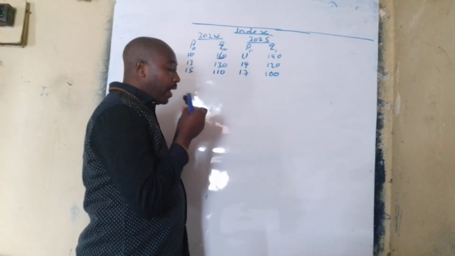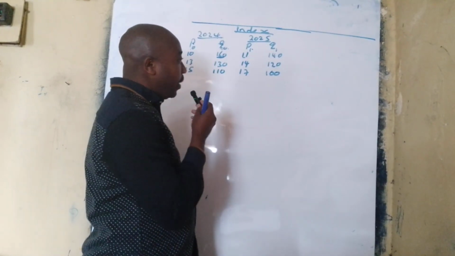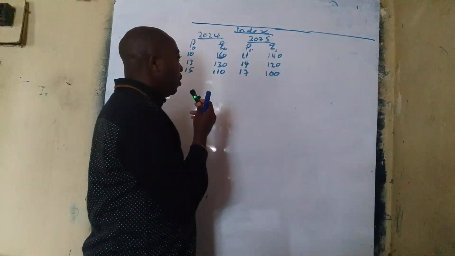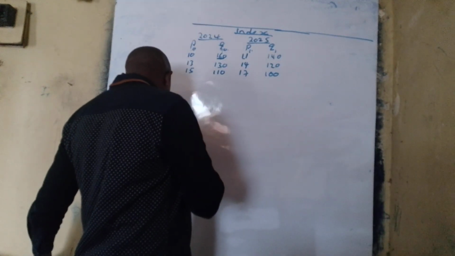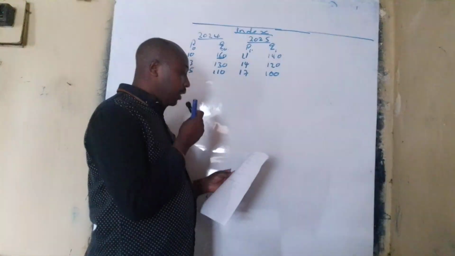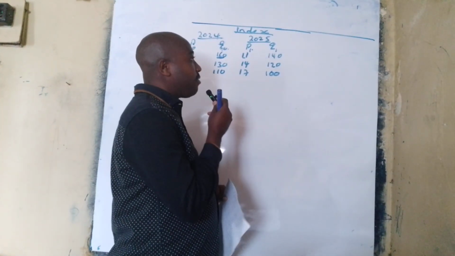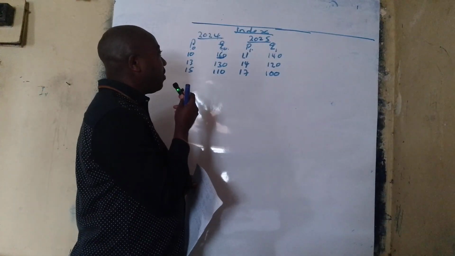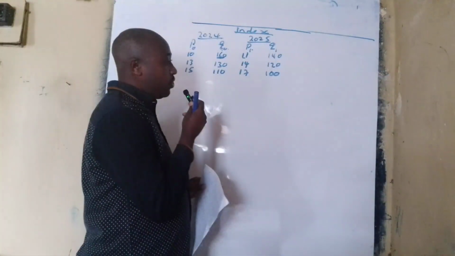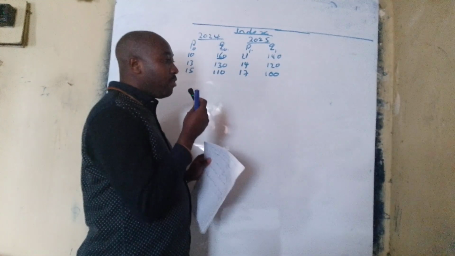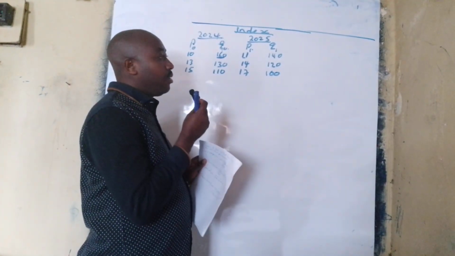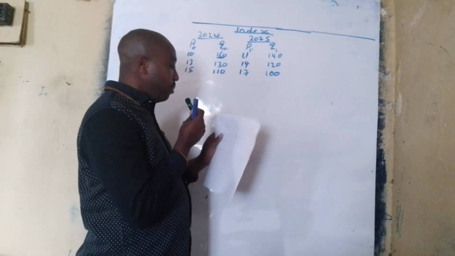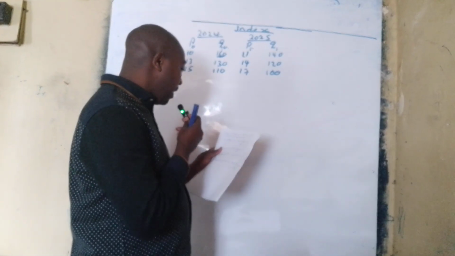And if we can define an index in a very simple way, an index is a measure that shows how a variable changes. And we have three main methods of calculating the index, and those methods I want us to discuss right now.